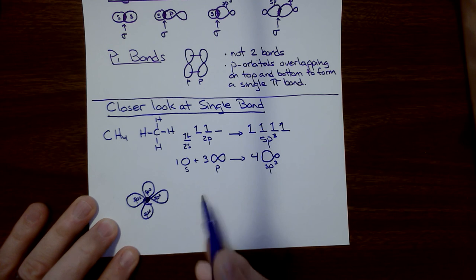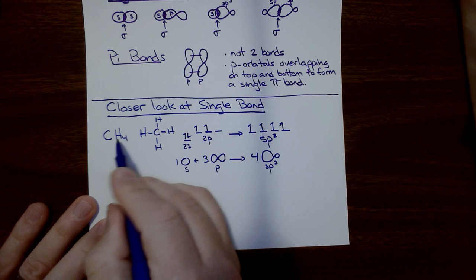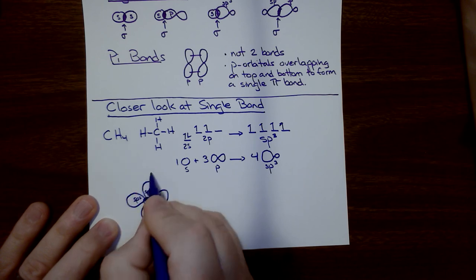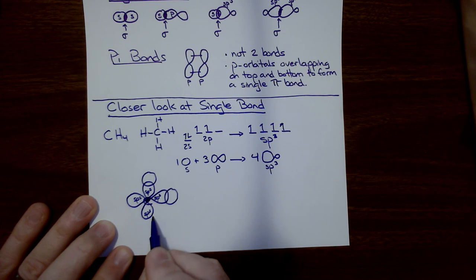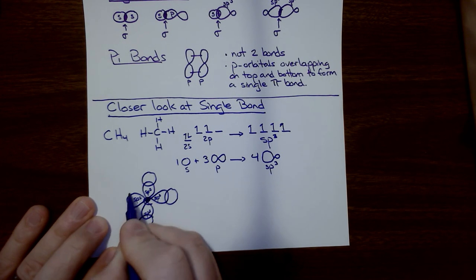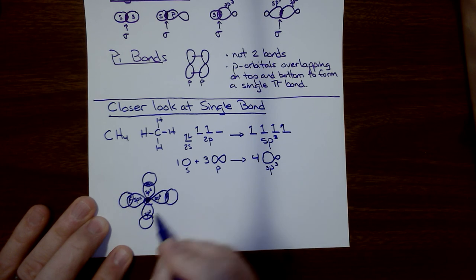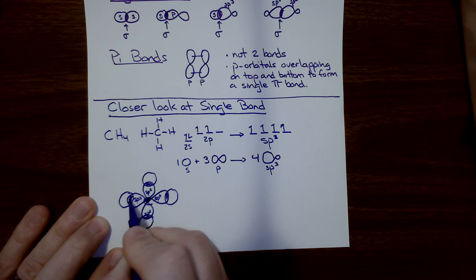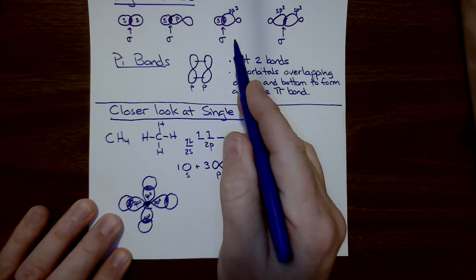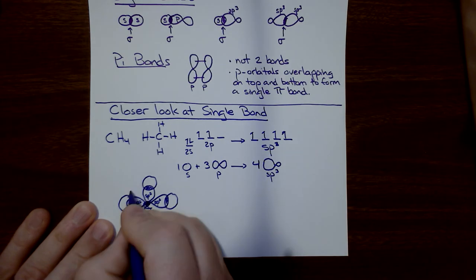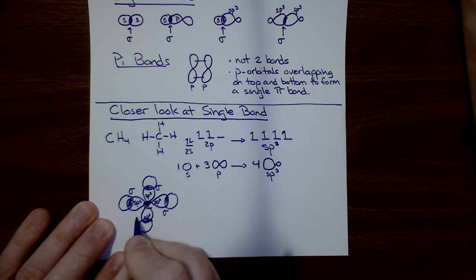And each hydrogen is just an s orbital. Remember, hydrogen only has s orbitals. So I've got an s orbital here, an s orbital here, an s orbital here, and an s orbital here. And so there are my sigma bonds between my s and hybridized orbitals like we have up here. So each of these is a sigma bond. So that's a sigma, sigma, sigma, and a sigma bond.